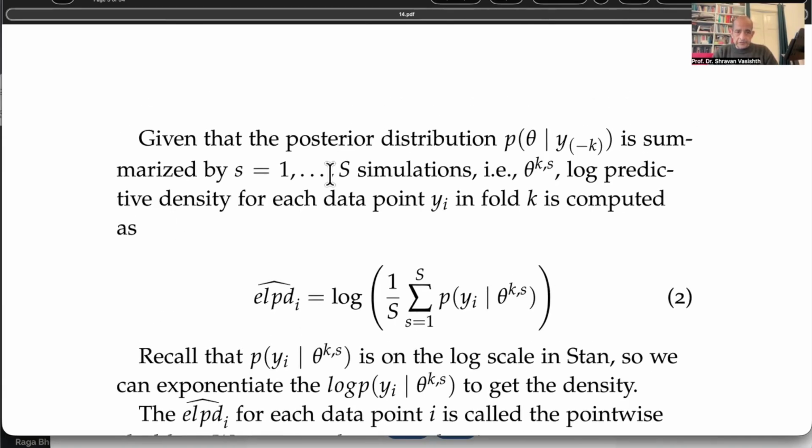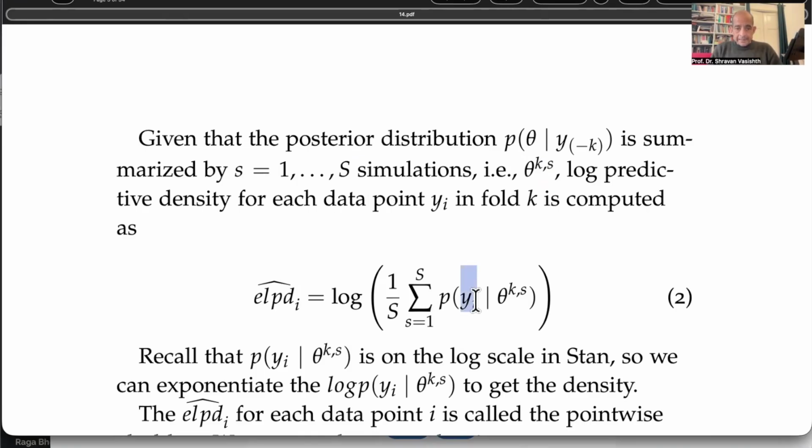If we have S simulated values for each of the parameters, and we are going to do k-fold cross-validation, where k is some particular value between 1 and 10, we're going to compute the log predictive density for each data point in that particular fold in the following way.